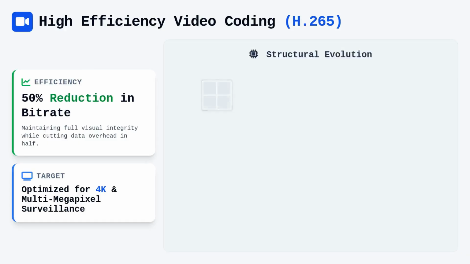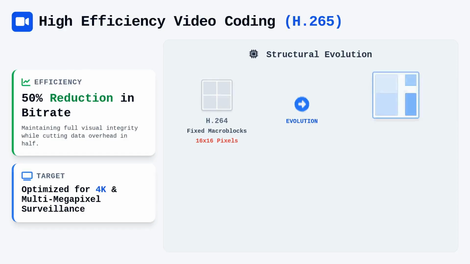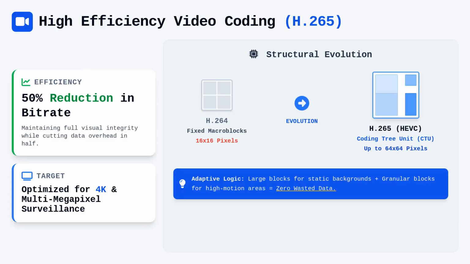The transition from the macro block structure found in H.264 to the coding tree unit, or CTU, is the cornerstone of this efficiency. While older standards were constrained by fixed 16 by 16 pixel blocks, H.265 allows for flexible partitioning, with CTUs ranging up to 64 by 64 pixels. This adaptability is particularly useful in modern Axis camera systems, where smooth, static backgrounds can be encoded with large, efficient blocks, while complex, motion-heavy areas receive finer, more granular treatment. Effectively, the algorithm spends computational power exactly where it matters most, reducing wasted data across the resulting video file.